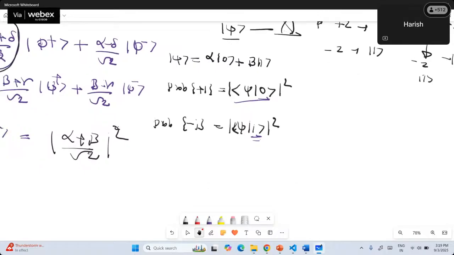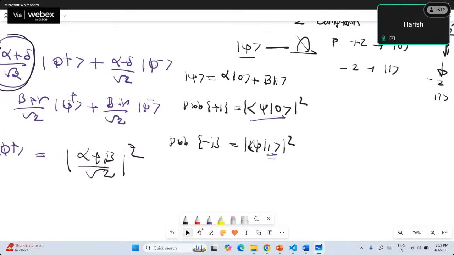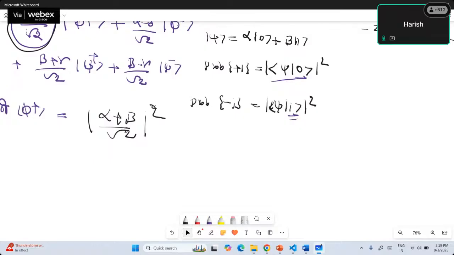Can we do the X basis measurement? Yes, we can do it. How will we do it? The state psi is there again, and you want to perform the measurement in the X basis now. In the case of the X axis, there are plus X and minus X.